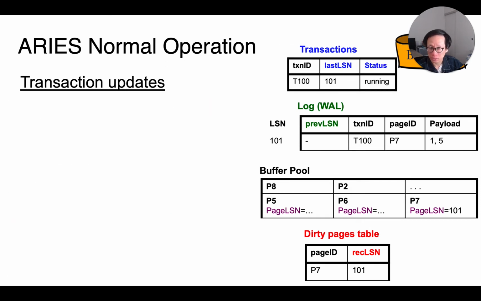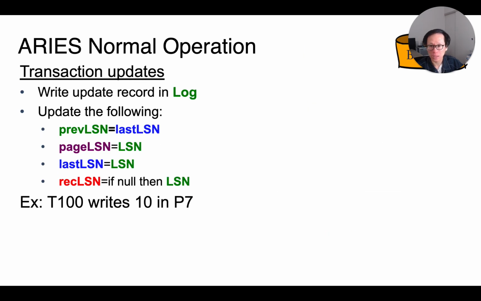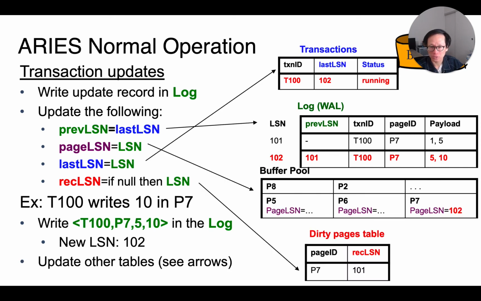Then, when the transaction performs an update, we need to update the various fields based on their definitions, as shown here on the slide. As an example, if transaction 100 writes the number 10 in page 7, we insert a new update log record in the log. The entry gets a new LSN, 102 in this case, as shown here in red. Updates to all other fields are performed similarly, as shown here on the slide.